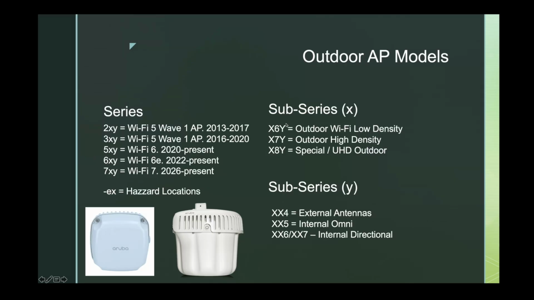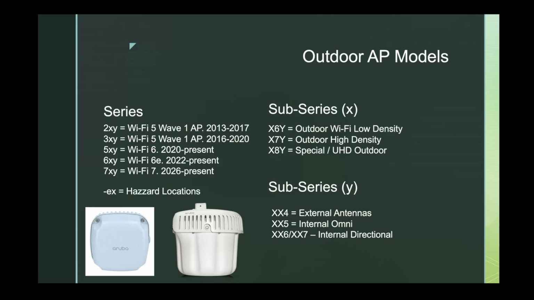You're looking for low density, so the middle number is going to be a 6. And then you're looking for a directional. In this case, I want a 7 because the 7s are a little bit more directional than the 6s. So I now know that I'm looking for an access point 567. So an AP 567.